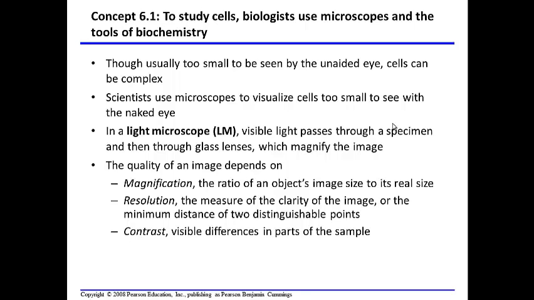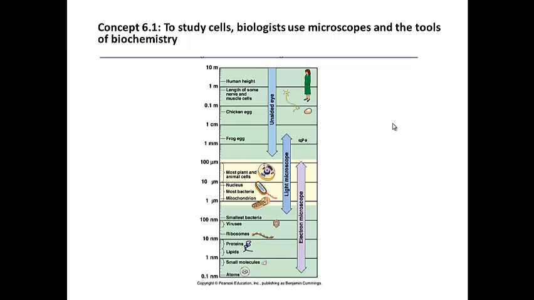So one of them that we're going to discuss, of course, is a light microscope. This is the one that most of us are really familiar with. It uses visible light in order to magnify images, okay? And the quality of that image is going to depend on three things: magnification, resolution, and contrast. And what you have here, that is figure 6.2 in your book, demonstrates what we can see with our unaided eye, what we can see under a light microscope, and what we may need an electron microscope for.